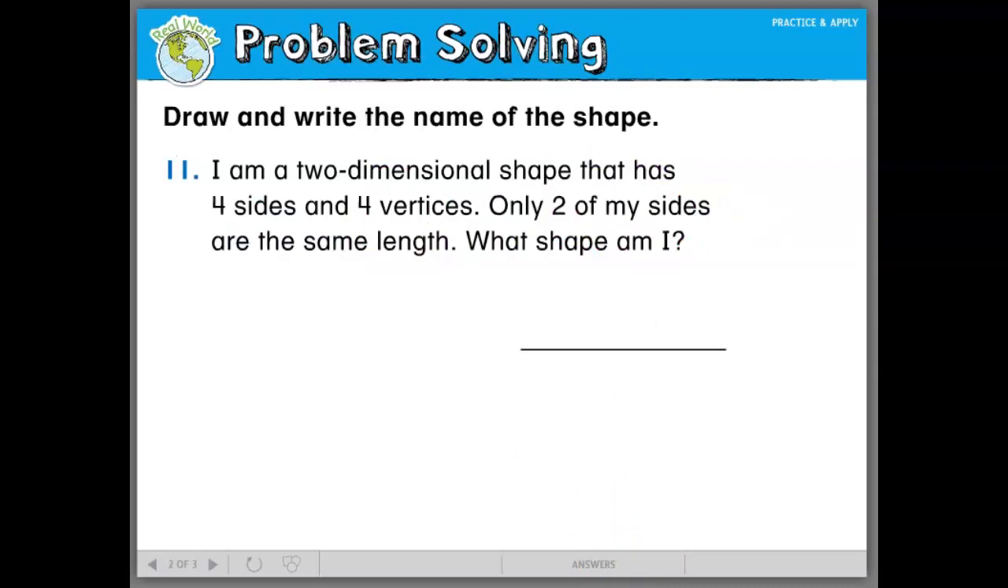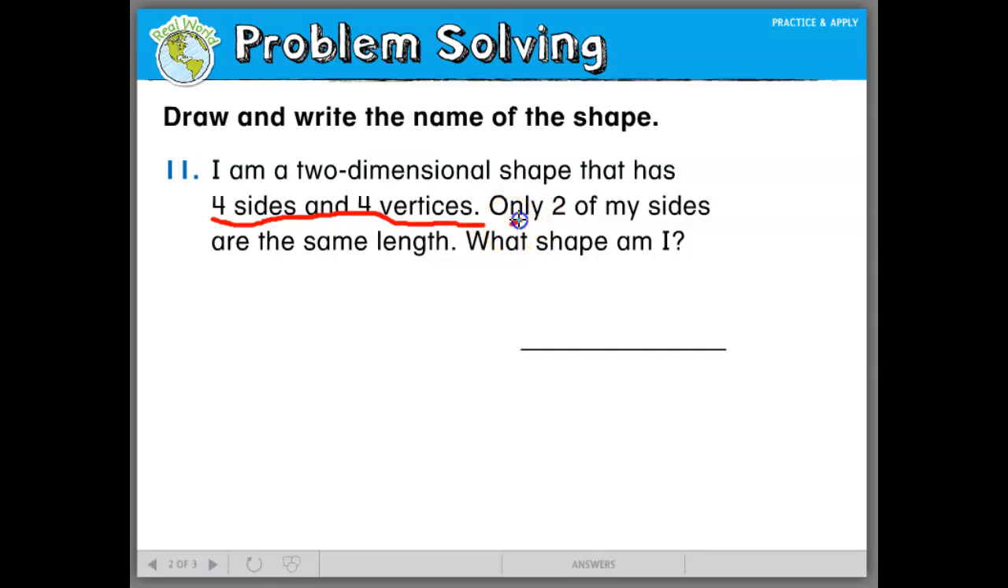Last problem we're going to do today is a riddle that we have to try to solve. So it says, I am a 2-dimensional shape that has 4 sides and 4 vertices. Only 2 of my sides are the same length. What shape am I? So when I hear that it has 4 sides and 4 vertices, I already start thinking about all the shapes it could be. So what shapes have we learned about that have 4 sides and 4 vertices already? There's 3 of them. So we've already learned about a square, a rectangle, and a trapezoid. They all have 4 sides and 4 vertices.